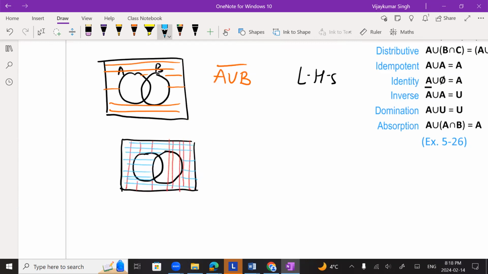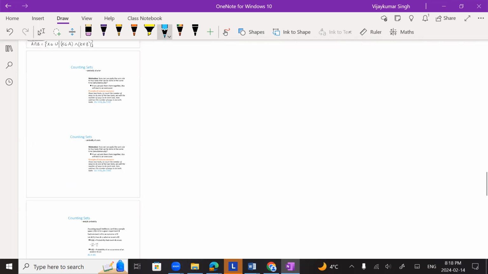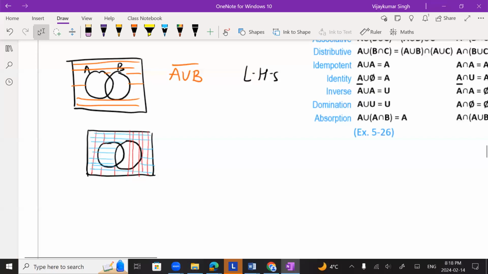Now, if you look at this, whatever is having checks, crossings, is what? Whatever is in checks matches for both of them. So essentially you have the complement of A union B is the same as A complement intersection B complement. So this is De Morgan's law.